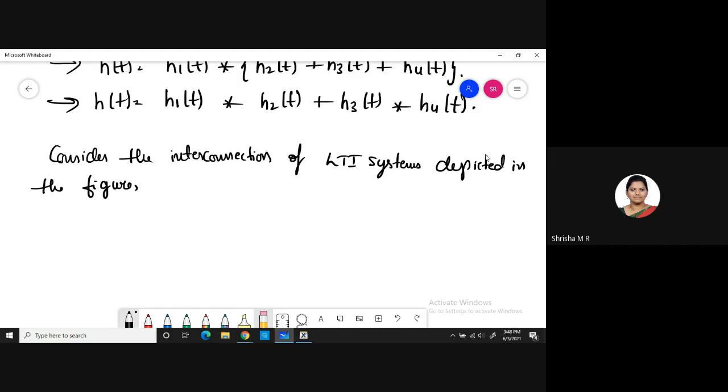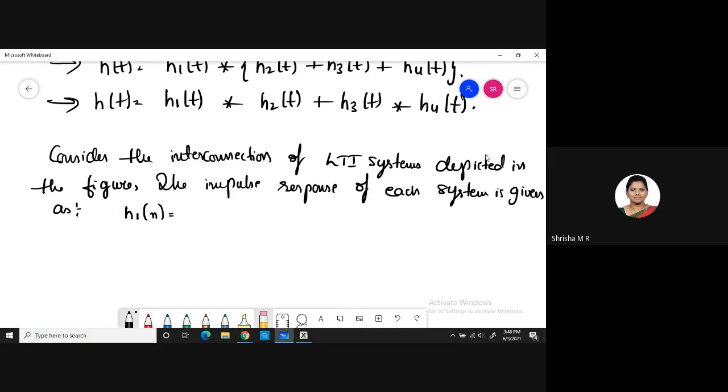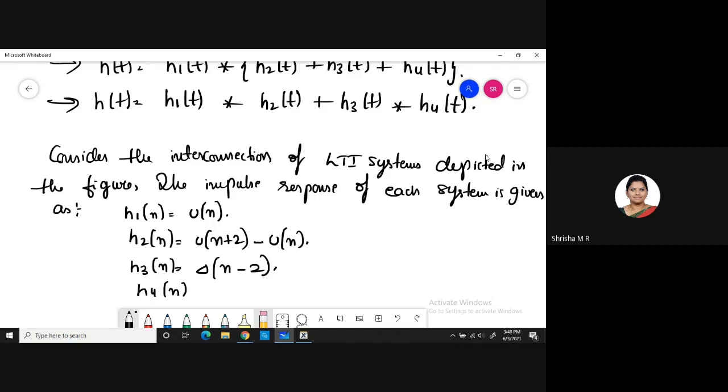So the impulse response of each system is given as: h1 of n is equal to unit step u of n, h2 of n is equal to u of n plus 2 minus u of n, h3 of n is equal to delta of n minus 2, and h4 of n is equal to alpha to the power of n into u of n. Find the overall impulse response of the system.